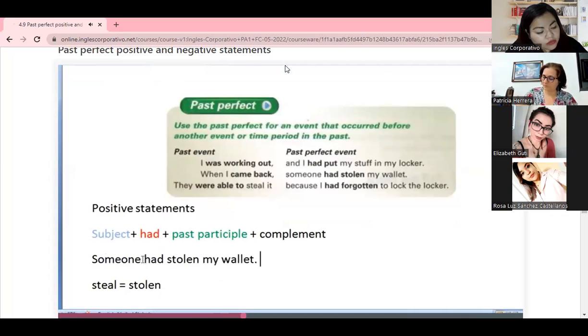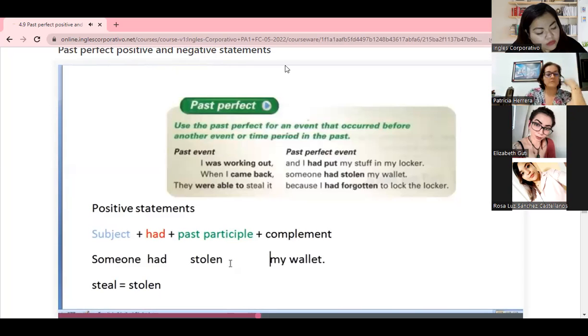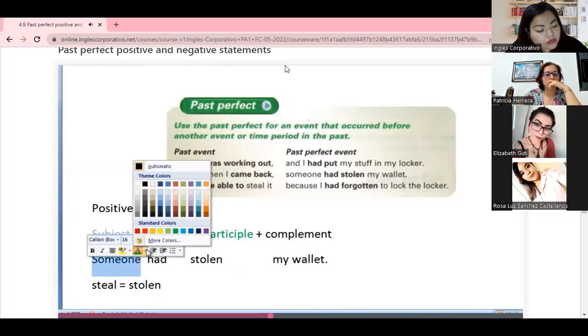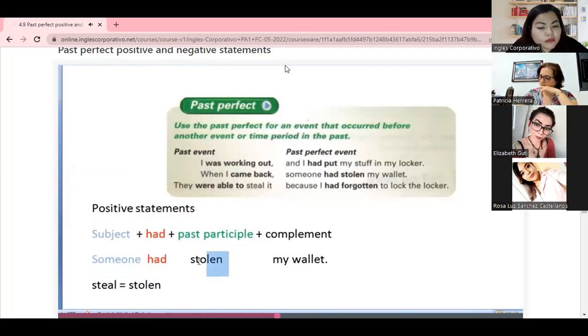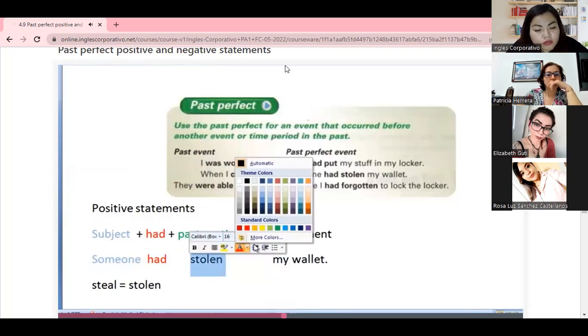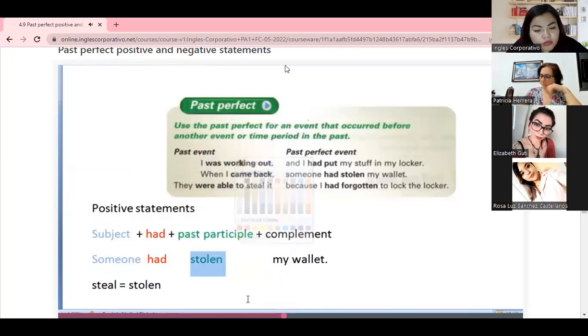Just to emphasize what we're doing, I'm going to try to point this out in the right place so that we can clearly see what I'm talking about. So the subject is someone. All right, I should color this maybe blue. The auxiliary verb is in red, and then the past participle is the verb that we're going to use in the past participle. In this case, I'm using the color green.